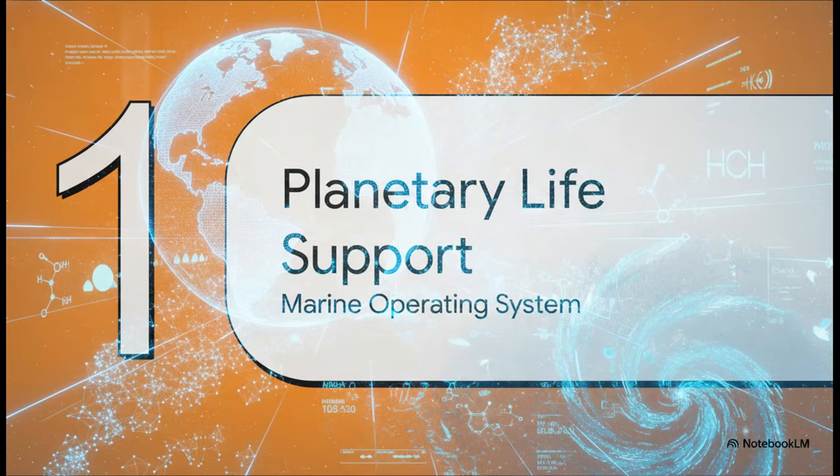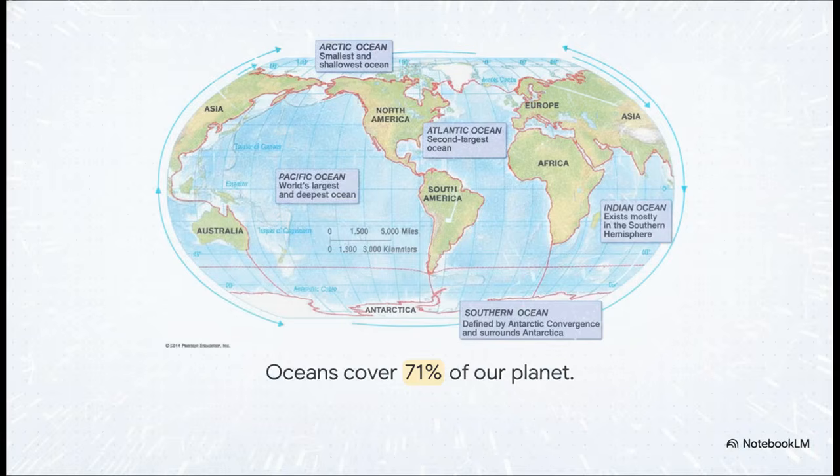Section 1. The Planetary Life Support, Earth's Marine Operating System. Now, you probably already know that the oceans cover an astounding 71% of our planet's surface. And with an average depth of 3.5 kilometers, the sheer volume we're talking about here is almost incomprehensible. It's enough to fill billions of swimming pools.